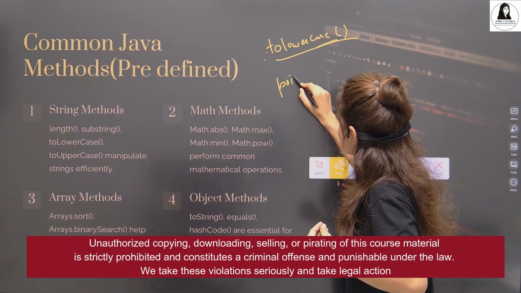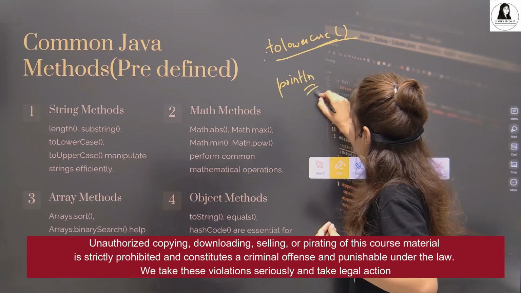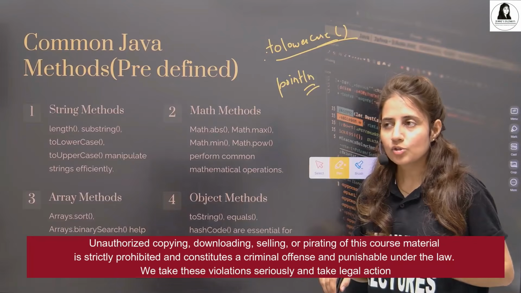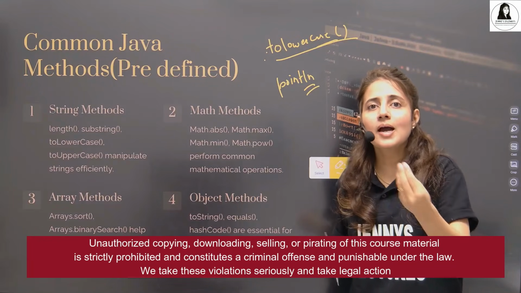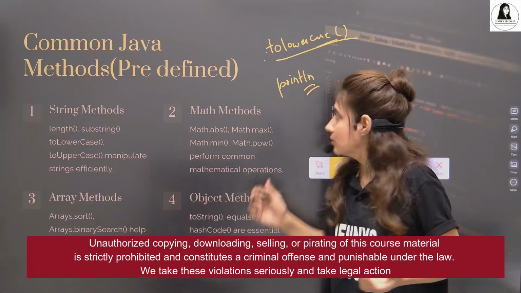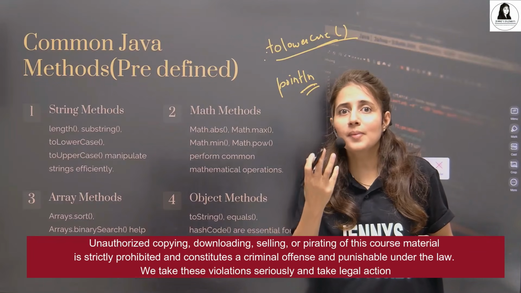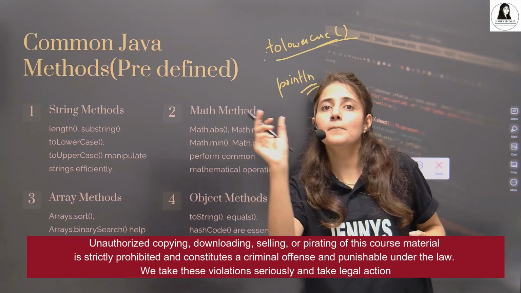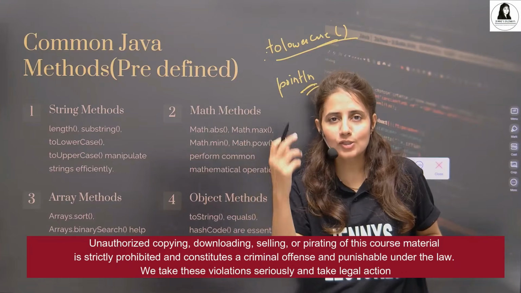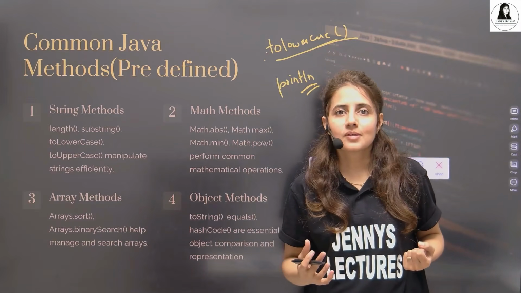We are using System.out.println or System.out.print. So what is print? It's a method. What is println? It's a method. What is main? Public static void main. Main is what? It's also a method, right?